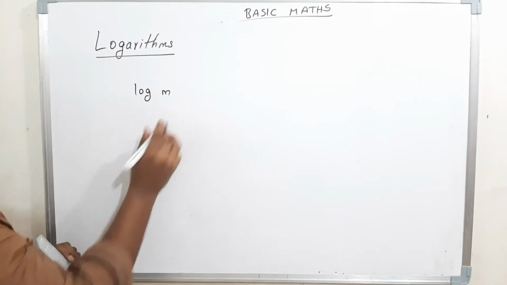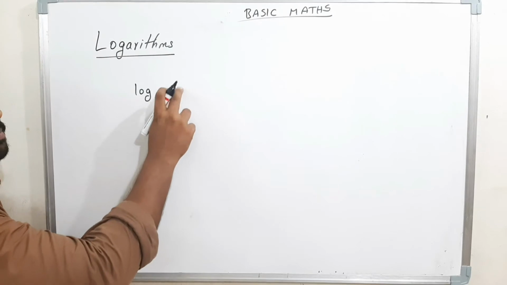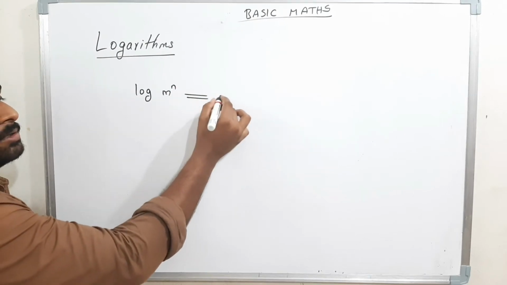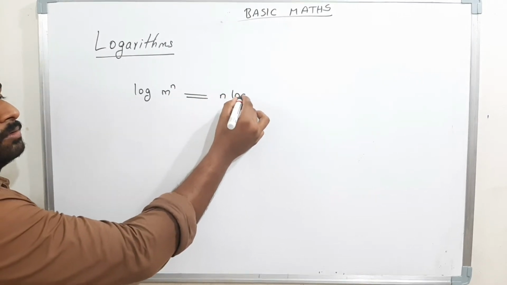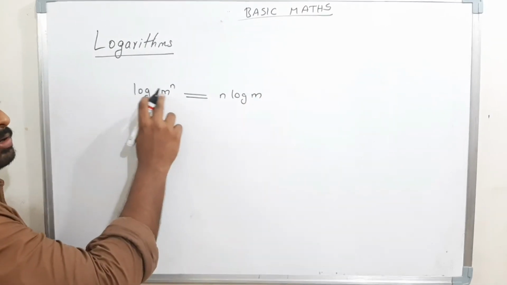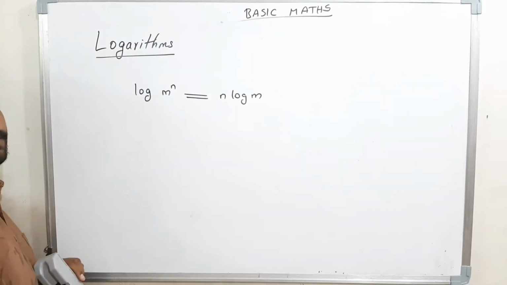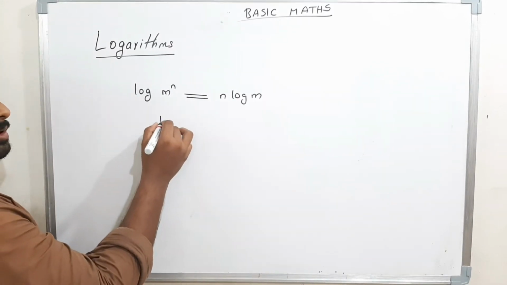Log m power n. This one I can write as n into log m. Log m power n is equal to n into log m. Now see what is the meaning of that.